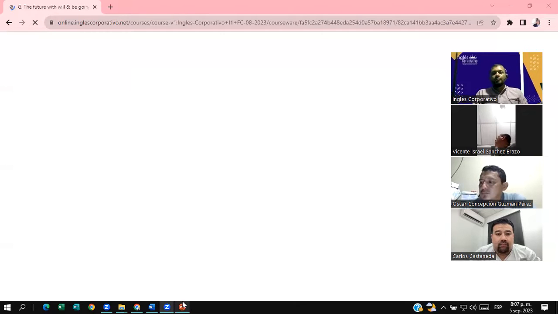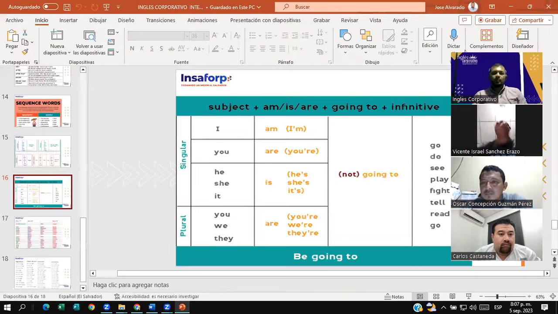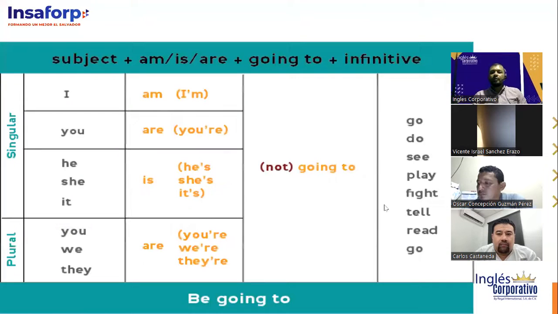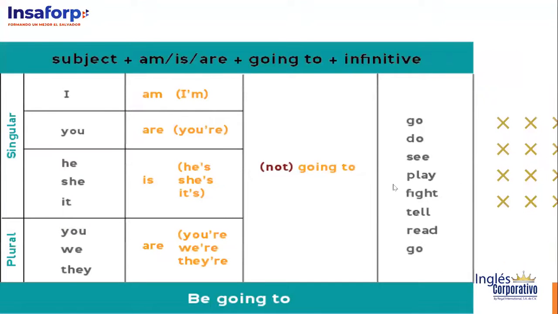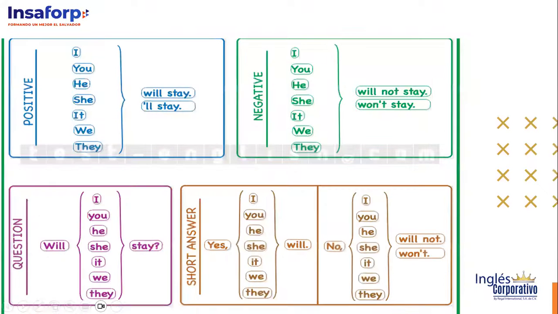In the meantime, let me share with you the structures that we have for going to and will, or will and going to. It's ready now. Can you see the computer's screen, the PowerPoint presentation? Yes, sure. We can see it. Okay, cool. We have the use of will, and later we are going to verify the use of going to.